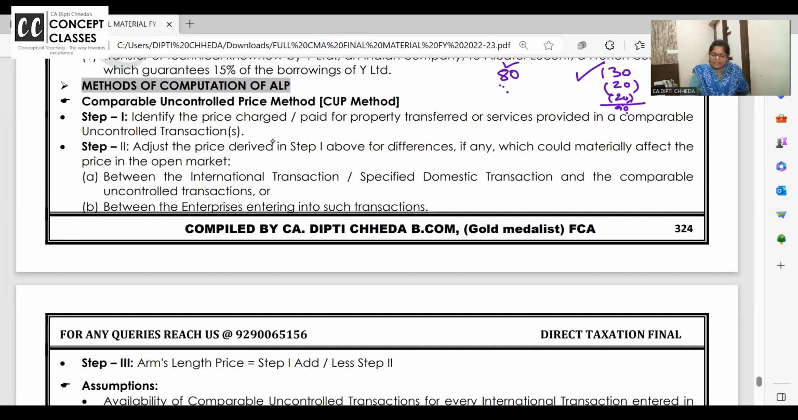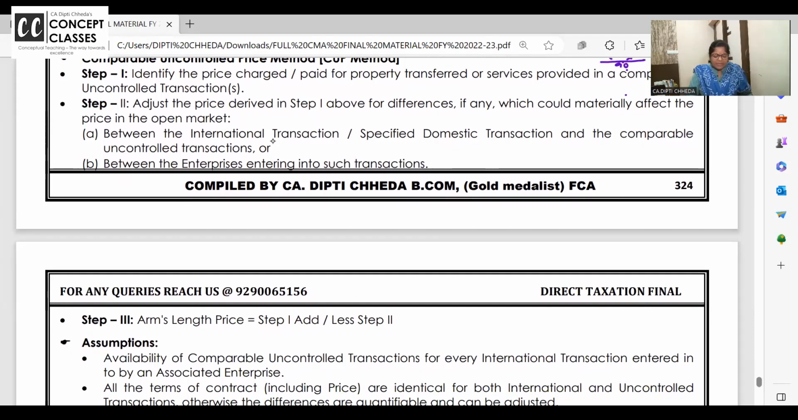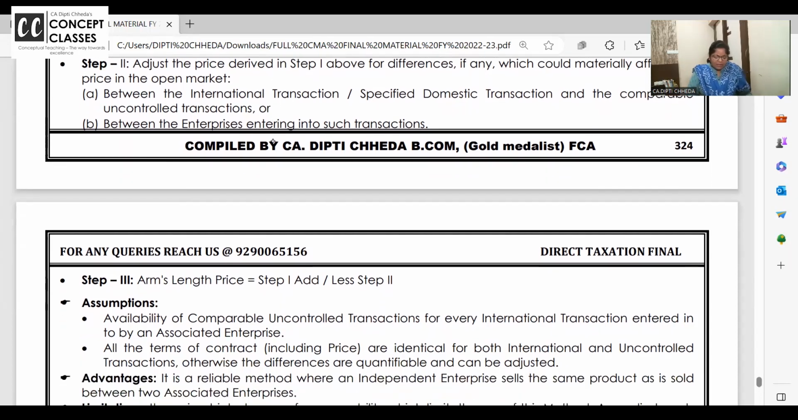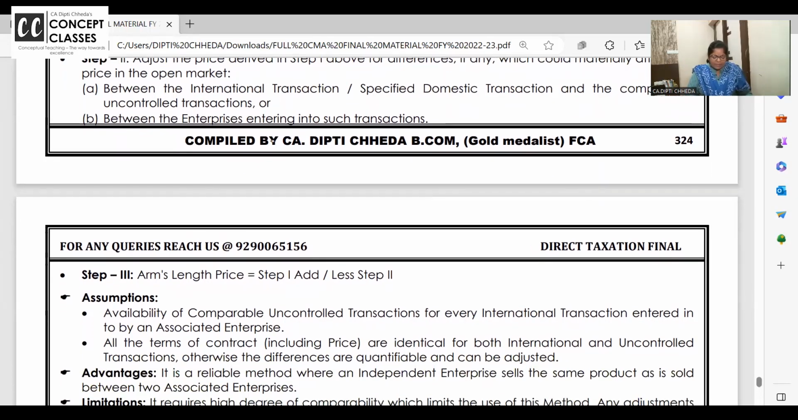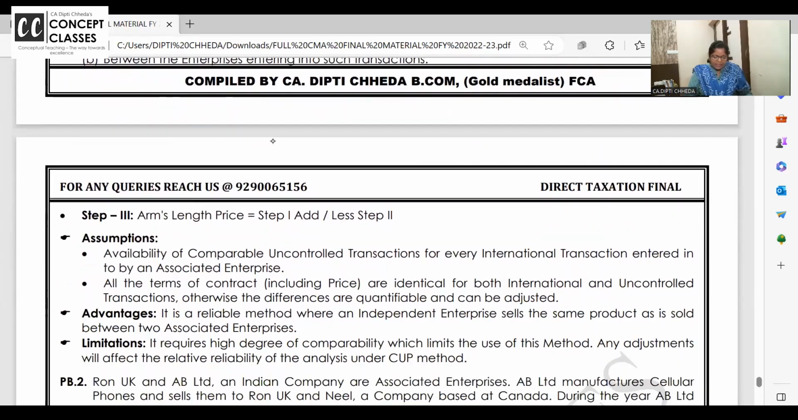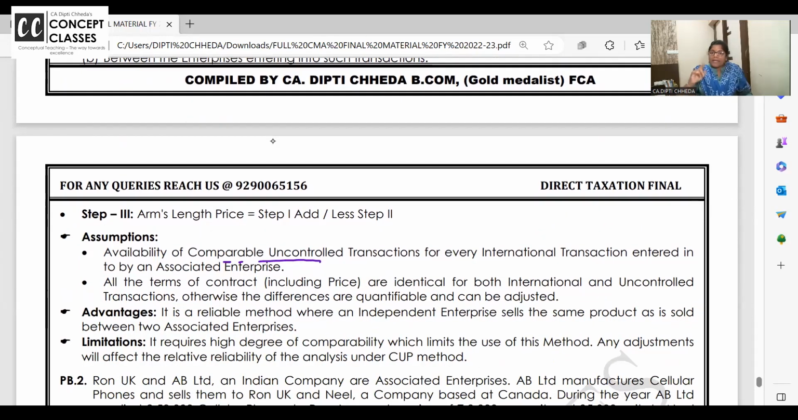Identify the price that is charged by third parties. Adjust the price for any functional differences, here CIF, there warranty and all that. And now you will get the arm's length price. This method is followed where a comparable uncontrolled, unbiased price charged to others is available.